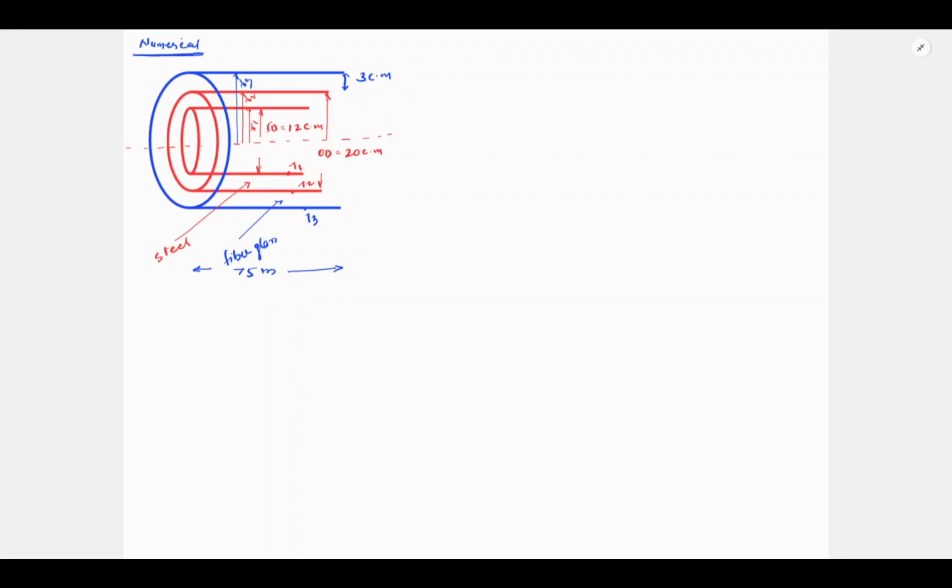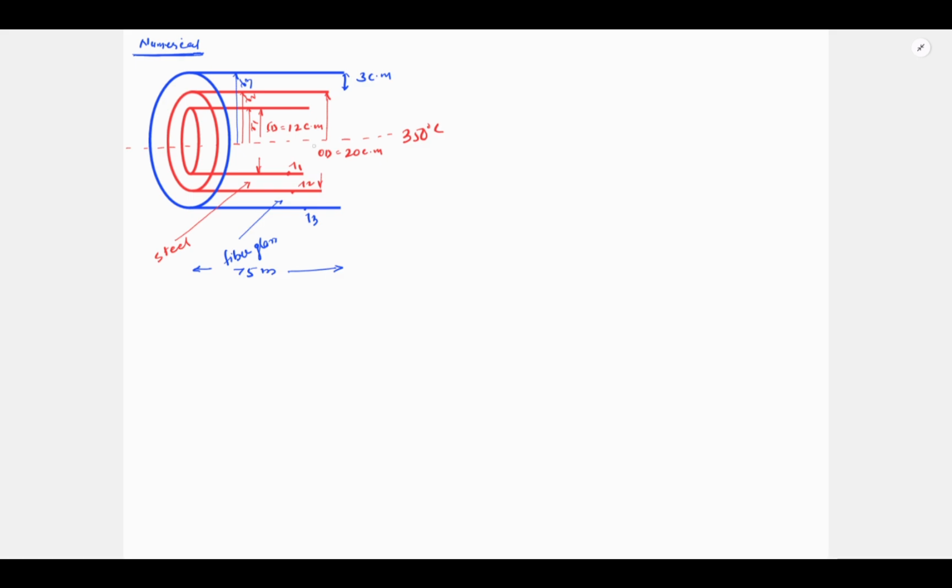Let's solve the numerical on heat transfer through a hollow cylinder. Let's assume you have a cylinder used to pass the steam, and steam temperature is 350 degrees centigrade. This cylinder is made of steel, and to reduce the heat loss, 3 centimeter thick fiberglass insulation over this SS cylinder has been done.